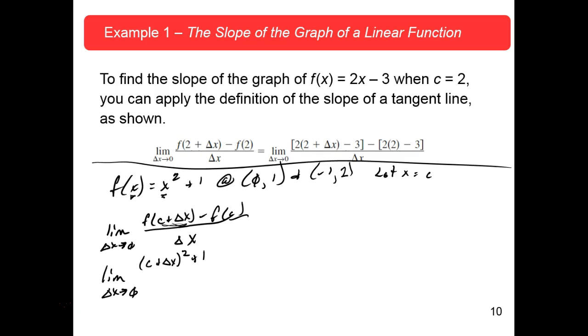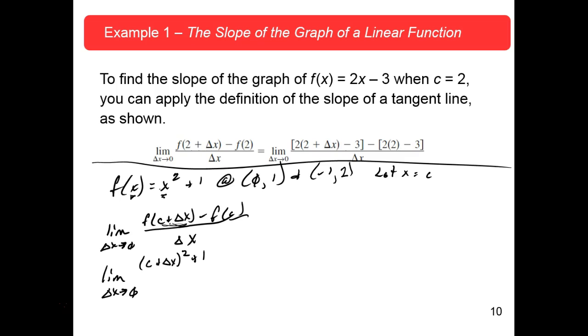Plugging in, right? You're just plugging this in for your x. Do you see that? F of this thing means you take everywhere you see an x here, you plug this in instead of the x. So this would be c plus delta x squared plus 1, right?